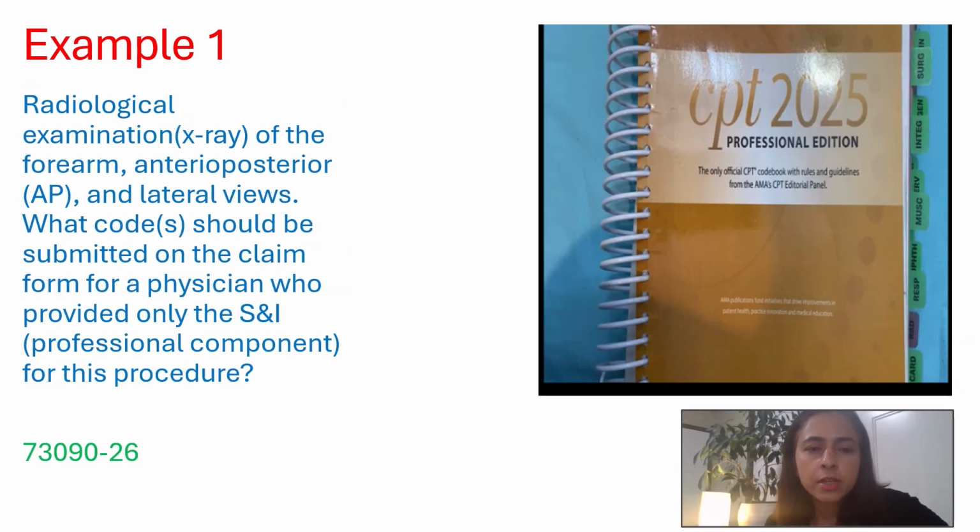As the question is talking about only providing the supervision and interpretation, we need to use the 26 modifier, because the question hasn't asked about any technical thing, who performed the procedure, but it's asking who provided the S and I, that's the professional component, who provided the interpretation, that's the 26. So 73090 with the 26 modifier is the code for this question.